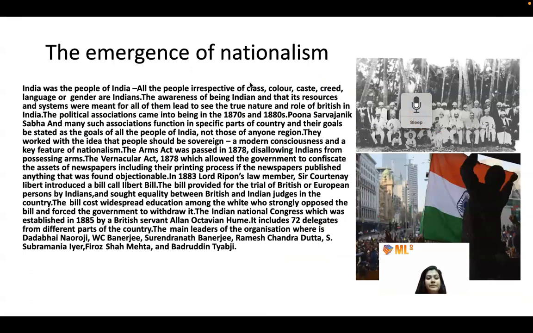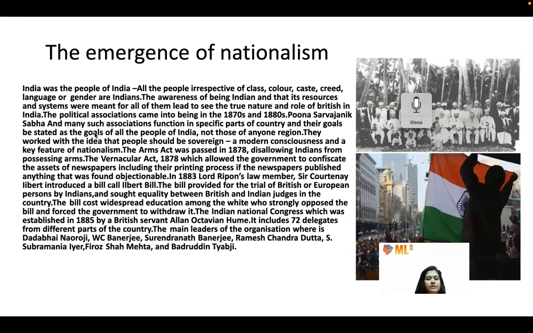Now, what is the emergence of nationalism? India was the people of India. All the people, irrespective of class, color, caste, creed, language, or gender, are Indians. The awareness of being Indian and that its resources and systems were meant for all of them led them to see the true nature and role of the British in India.